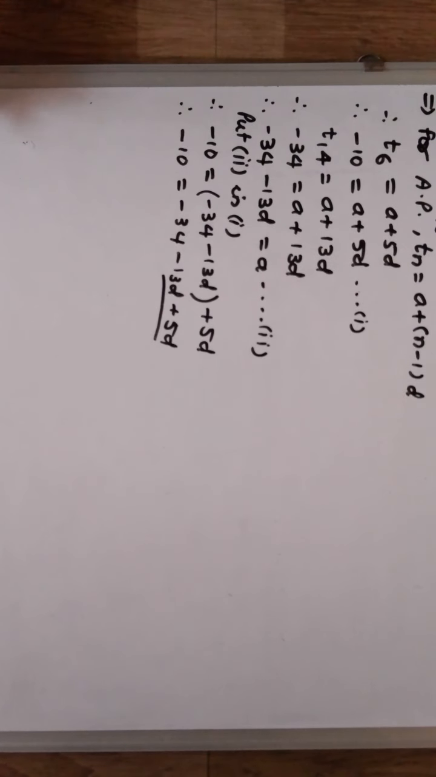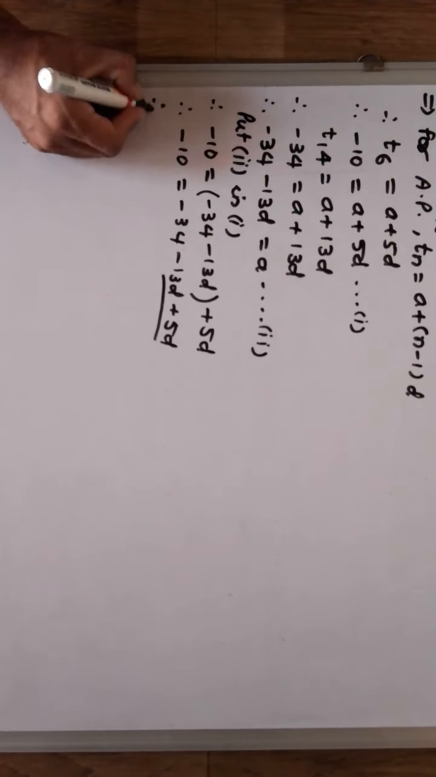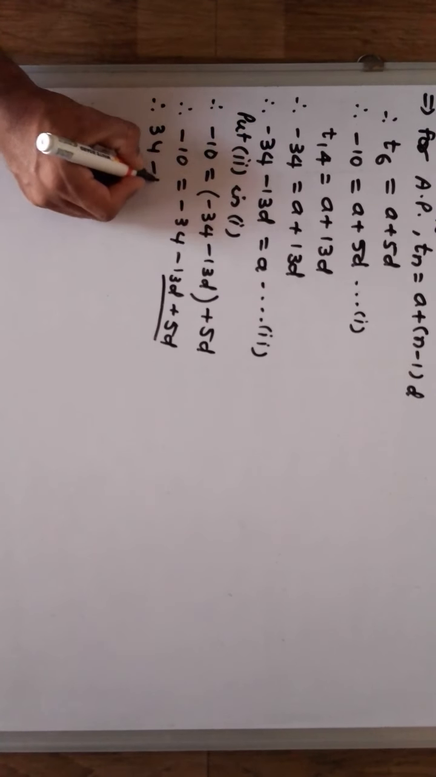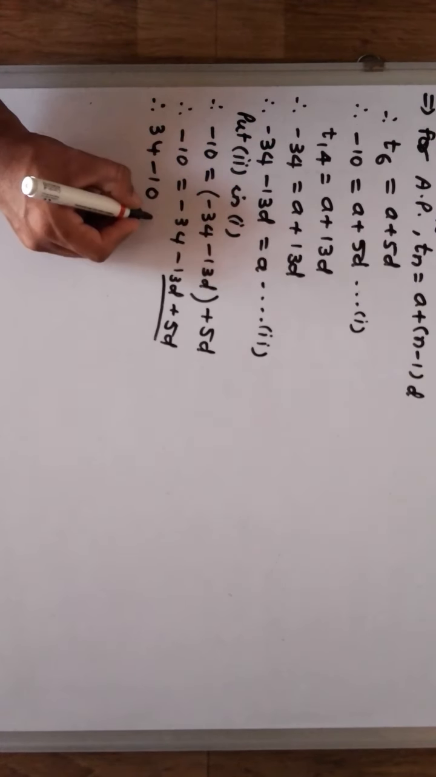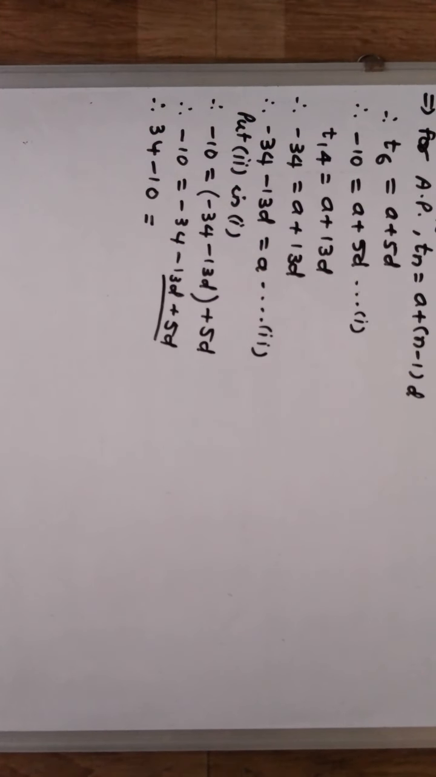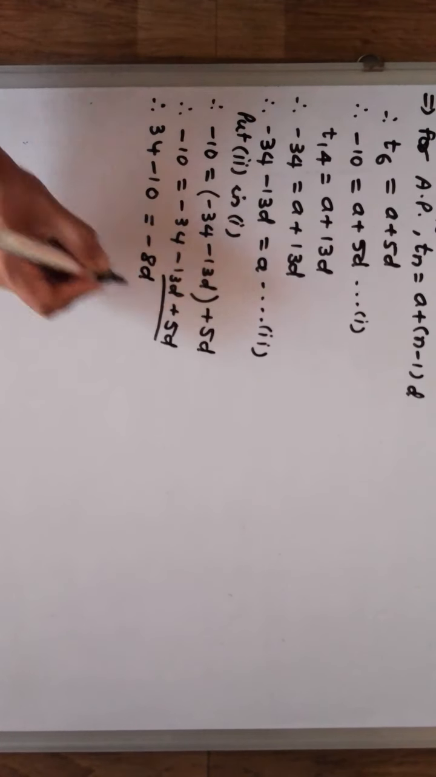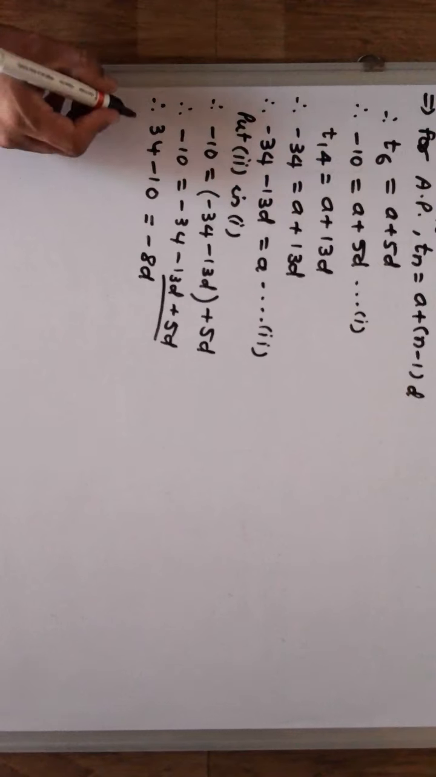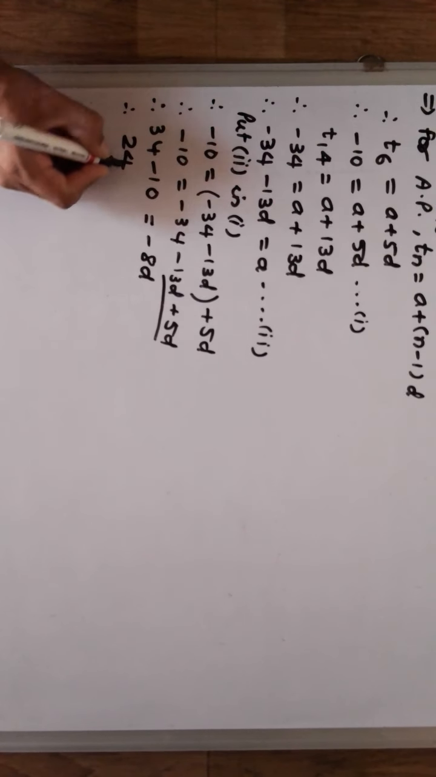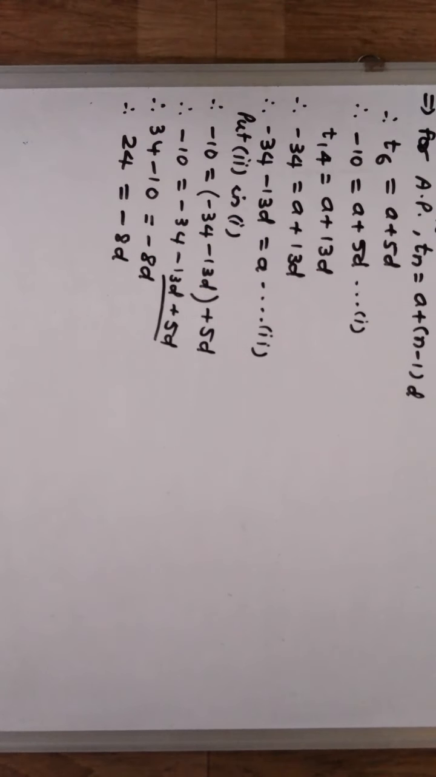That is, I will do what? This minus 34 I will bring here, so it becomes plus 34 minus 10 is equal to, out of this the negative sign is bigger, so 13 minus 5 is 8, I think so. So it is minus 8d. So 34 minus 10 is equal to 24, equal to minus 8d.